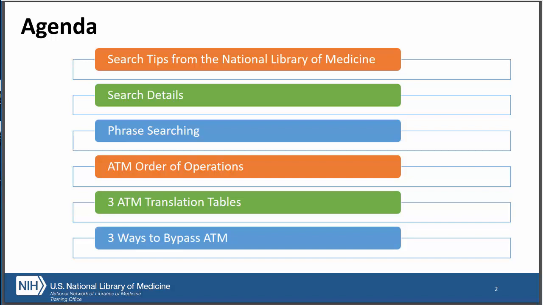ATM is PubMed's behind-the-scenes process that kicks in automatically when you enter terms into the search box without any qualifiers such as tags or quotation marks. I'm going to talk about the order of ATM operation, the translation tables, and the formats that ATM recognizes to find your search terms. That said, I'll also demonstrate how to bypass ATM when it's not doing what you want.